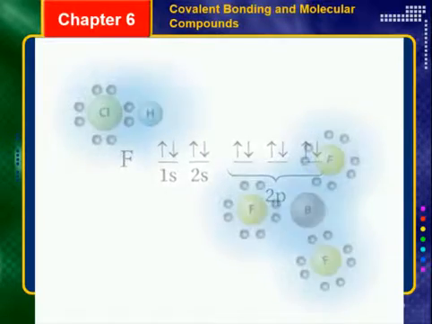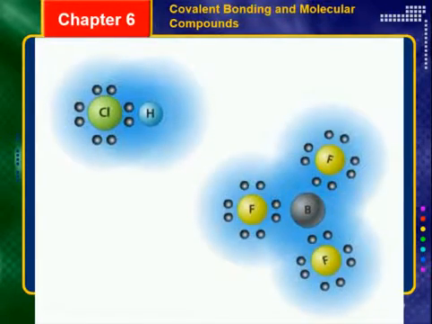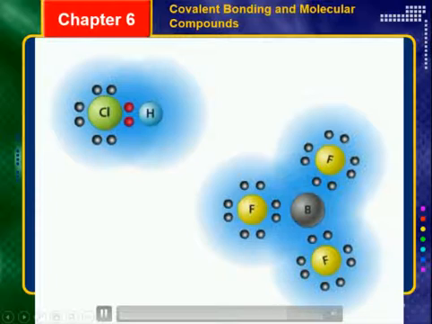There are, however, some exceptions to the octet rule. The most important ones relate to the elements hydrogen and boron. Hydrogen forms compounds to share a pair of electrons, filling its s orbital. Boron has only 3 valence electrons, and so forms compounds to share 6 electrons, filling its s and 2p orbitals.